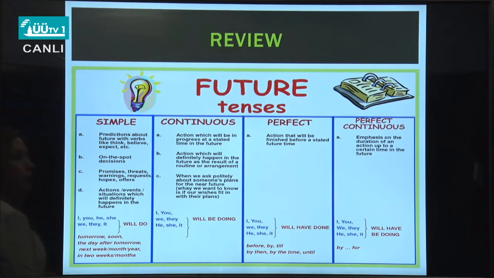Continuous is an action which will be in progress at a stated time in the future. For example, now it is 2:30. It is approximately 2:30 now. But what about this time tomorrow? At this time tomorrow, I will be teaching.